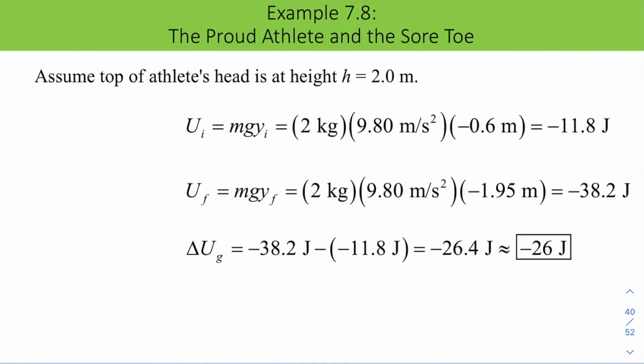Right. Assume the top of the athlete's head is 2 meters. So now let's calculate the U initial and U final. You will have this as the Y initial of the trophy, and here is the Y final of your trophy. Then calculating delta U due to gravity will give you a negative sign. Don't drop it. Carry it throughout your calculation. It has meaning: it is losing or decreasing. So you will have negative 26.4 joules or simply negative 26 joules.